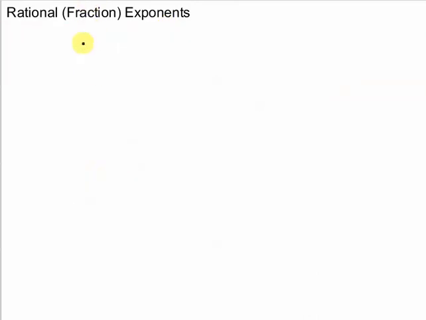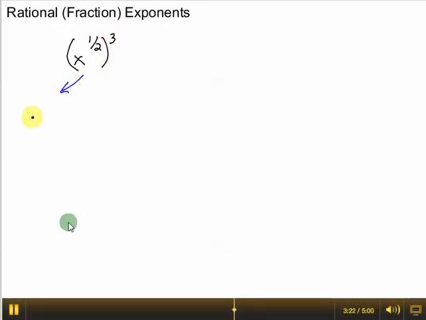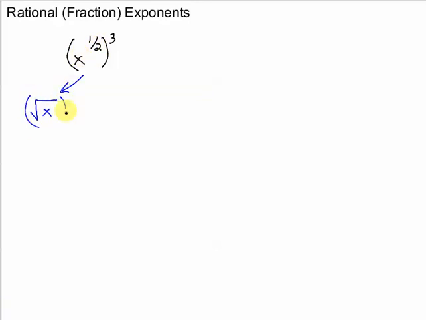What is the meaning of something like this? x to the 1/2, to the third power. Well, you could look at it in two different ways. One way would be the square root, because 1/2 would be a square root: the square root of x, quantity cubed. Or another way would be, if you were to multiply the exponents again, you would get x to the, and when you multiply 1/2 times 3, you get 3/2. So what that means is there's two different ways to represent this, and they're both equal to each other.